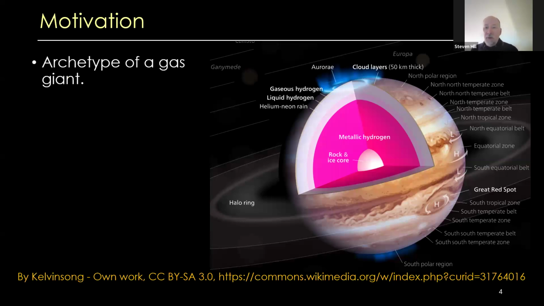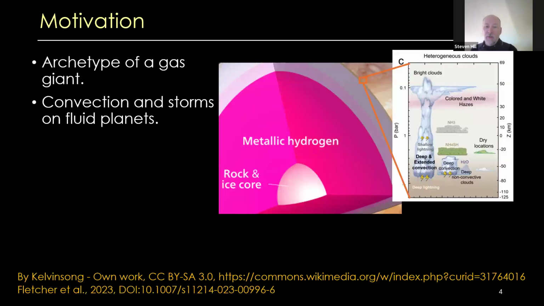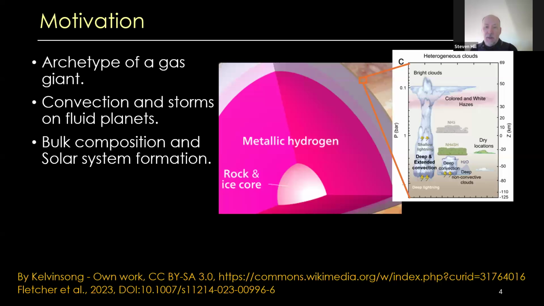So why are Jupiter and its clouds and composition so important? First of all, Jupiter is the archetype of a giant planet, both in our solar system and among exoplanets. It's really key to understanding how these kinds of planets function. It also provides a natural laboratory for investigating circulation, convective processes, and storms on fluid planets. And its bulk composition can shed light on how the solar system formed, what elements are enriched, which are depleted, and basically the processes by which the solar system formed.